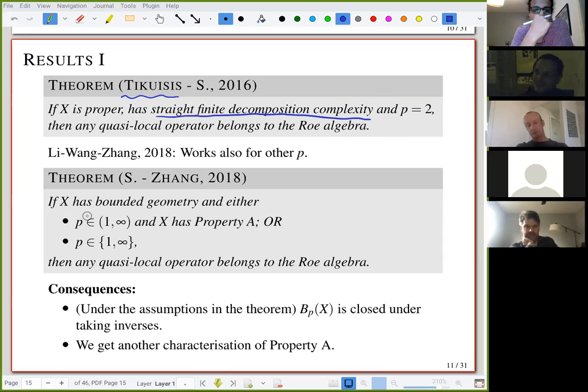He just wouldn't let up and tried to talk to me about this. And so eventually we figured out, we generalized this a little bit to assuming property A. Before that, Li, Wang, and Zhang generalized the argument of Aaron's to NEP.